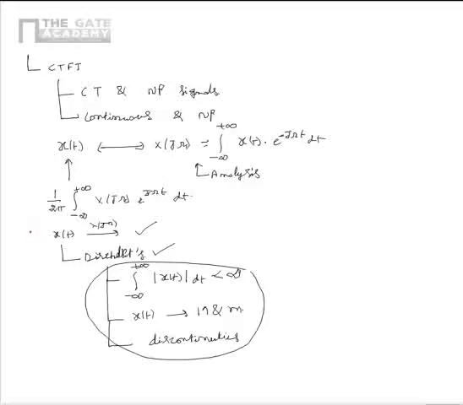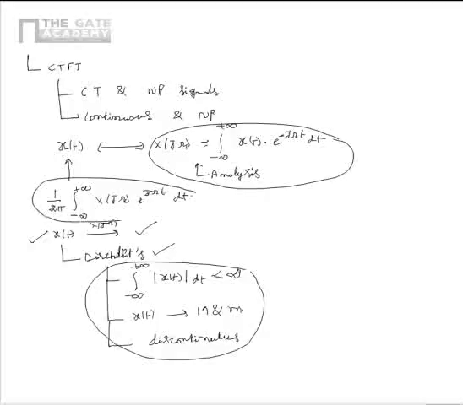So, if the given signal satisfies these three conditions, then it means that the signal satisfies the Dirichlet conditions. So, the continuous time Fourier transform of the given signal x of t exists, and the same is given as integral minus infinity to plus infinity x of t e power minus j omega t dt. And given x of j omega, the equation to get x of t is given as the synthesis equation.